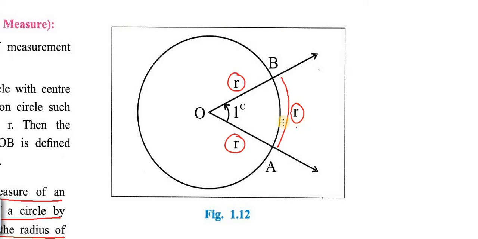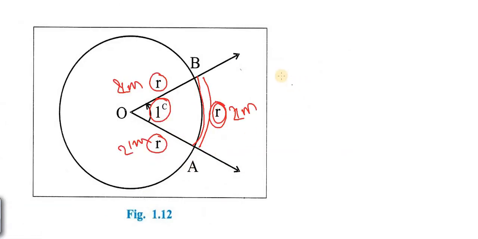So in such case, if length of arc equal to radius, whatever it may be, not only r units, it may be 1 meter. If r is equal to 1 meter, then the length of arc must be equal to 1 meter. If it is 2 meter, then this should be equal to 2 meter. So angle subtended by the arc of length equal to radius at the center of the circle is of measure 1 radian. So 1 radian is the basic unit of this system of measurement.